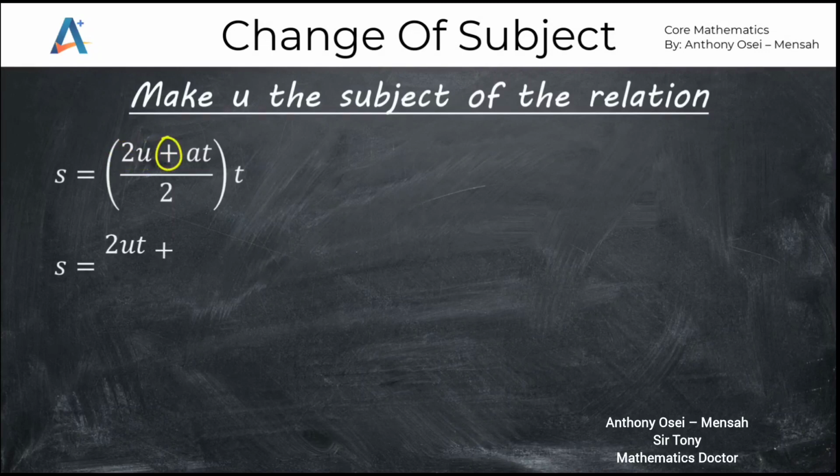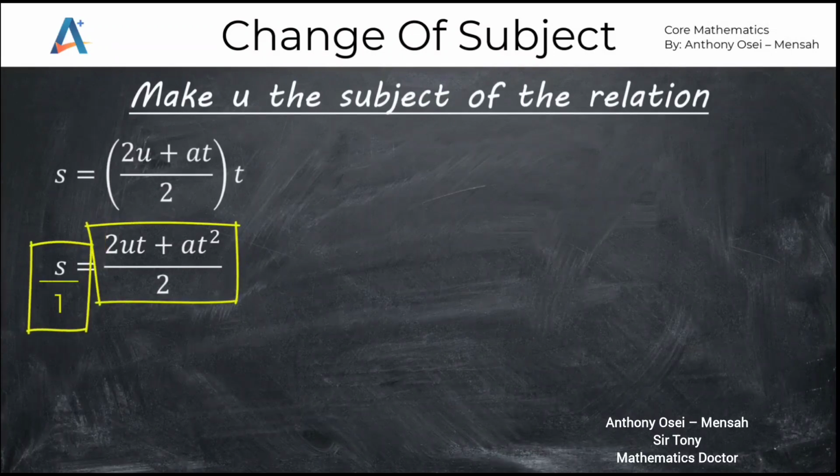Then plus t multiplies at to give me at squared, all divided by 2. Now that I know that s is divided by 1, I can cross multiply since there are only two terms at the left and right hand side of this relation, with one of them as a fraction. So cross multiply will be the best.